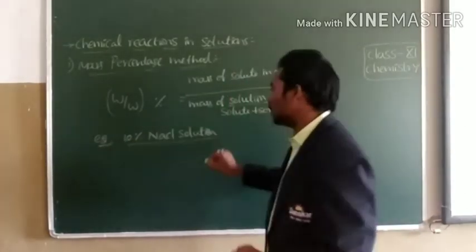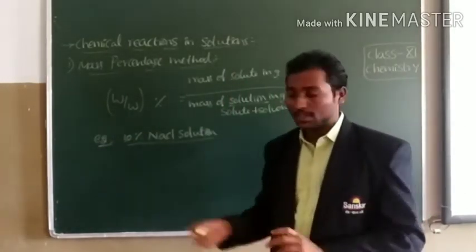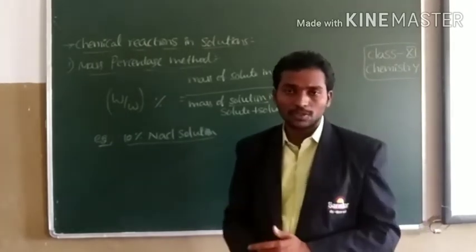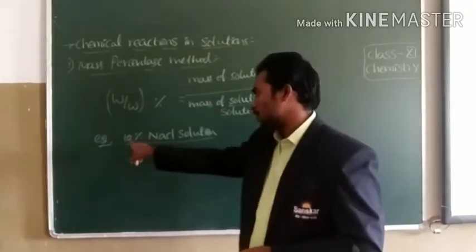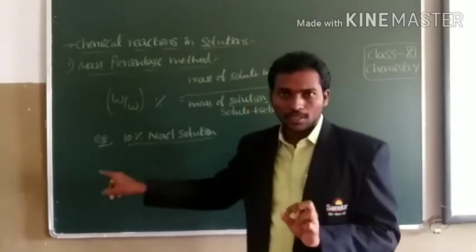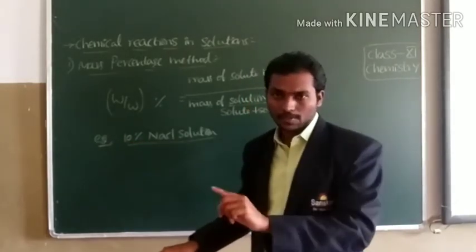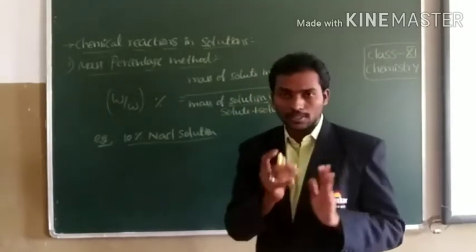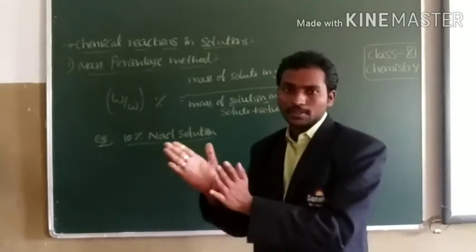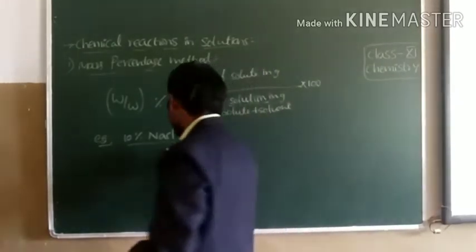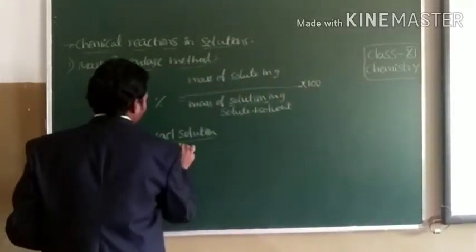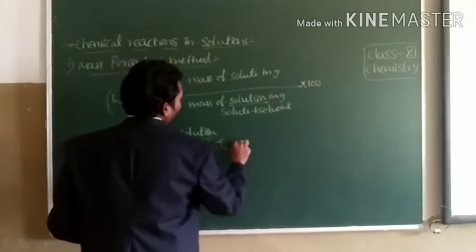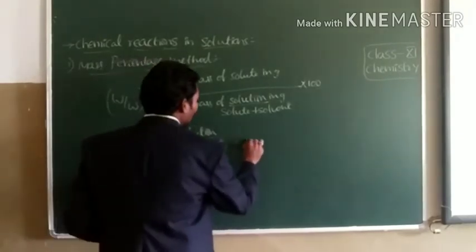Here we have to find the solvent and solute. Here the solute is sodium chloride. What is the mass of solute? The mass of the solute is 10 grams, because here we have to prepare 10%. We have to convert percentage into grams. We know that percent means per 100 parts, so 10% means 10 parts, that is equal to 10 grams. So the mass of solute, sodium chloride, is 10 grams.